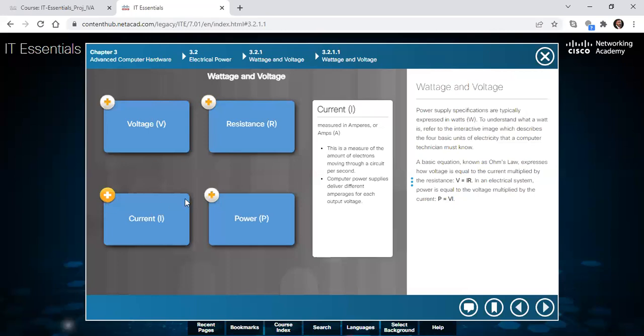Then the last one is power. Power is measured in watts. This is a measure of the work required to move electrons through a circuit, which is voltage, multiplied by the number of electrons going through that circuit per second, which is current. Computer power supplies are rated in watts. All right, so let's move to the next.